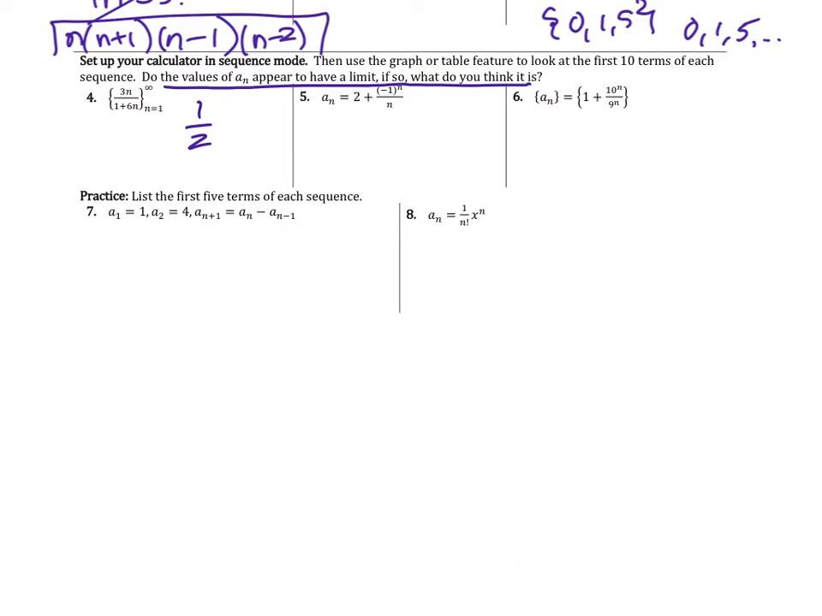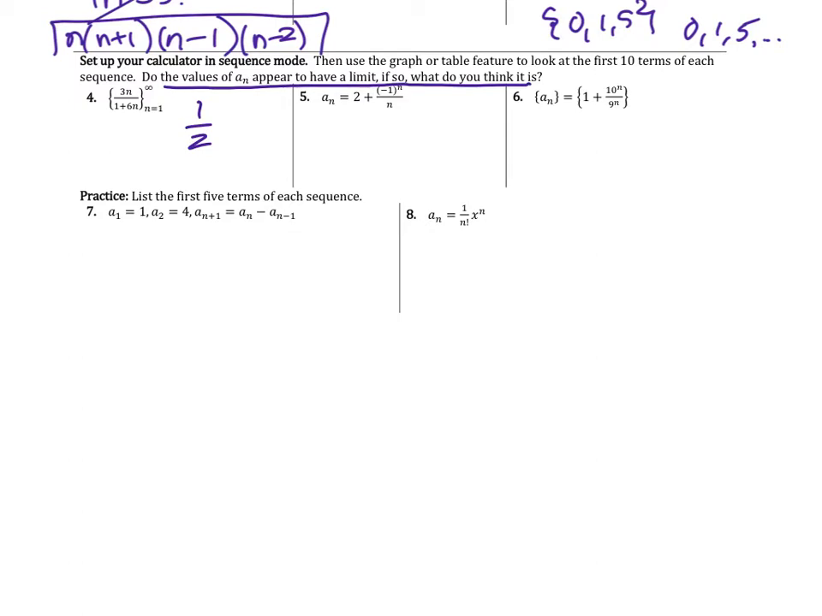It's definitely harder to identify what that number is, which is why I prefer to use the table mode. All right, I want you to do the same thing for numbers 5 and 6. So pause the video and analyze the behavior of what's happening with those two different a sub n rules, and see if they are converging towards any one value.